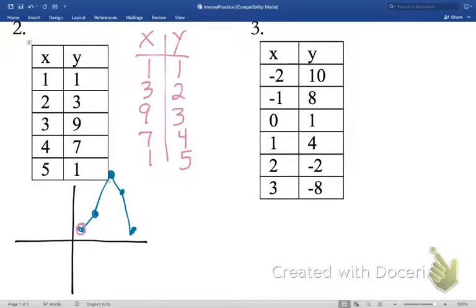Now let's look. Now I have (3, 2), (9, 3), (7, 4), and (1, 5). Okay, again, if I drew a line at y equals x, it's going to cut through and give me a perfect mirror image.